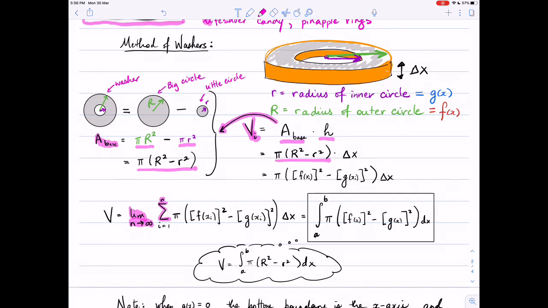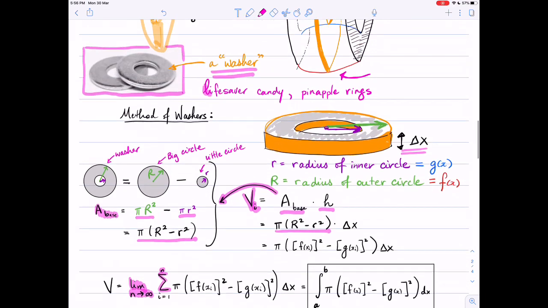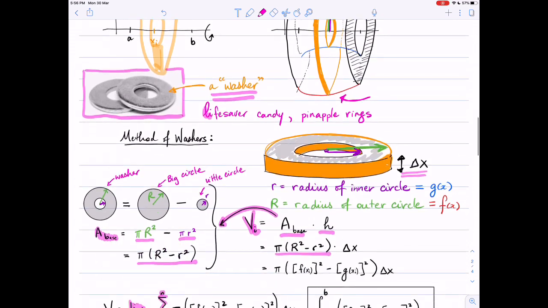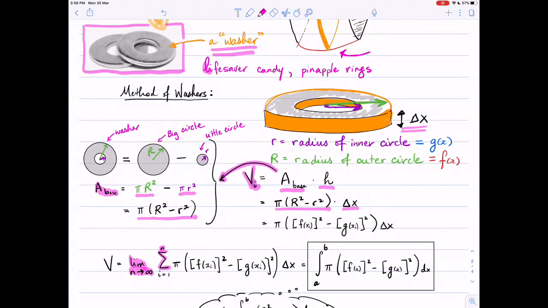The height of our disk, of our washer, is delta x. Delta x, where does that come from? It comes from the width of the rectangle was delta x. That width gets spun around, and so that washer has thickness delta x, and when I flip the washer on its side, the height of the washer becomes delta x. So there's our formula in terms of geometry.